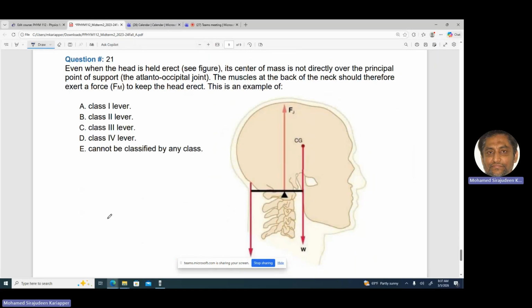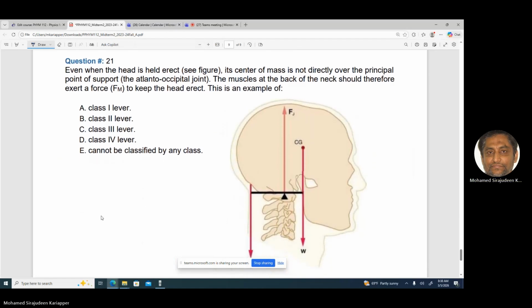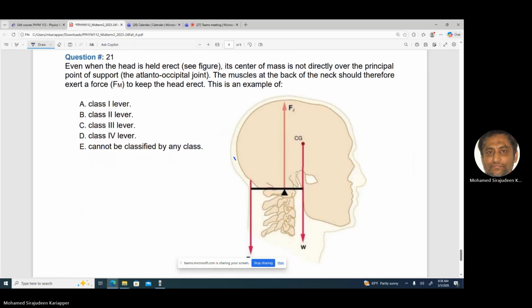Right. Question 21. Even when the head is held erect, like here, its center of mass is not over the support. It is to the front, forward. So that's why we need some muscle from the back of the skull to pull it back.